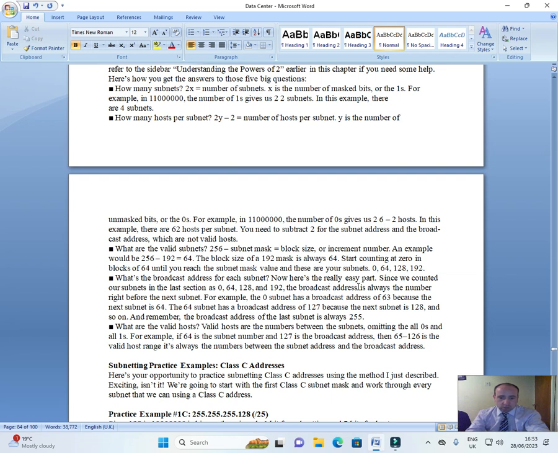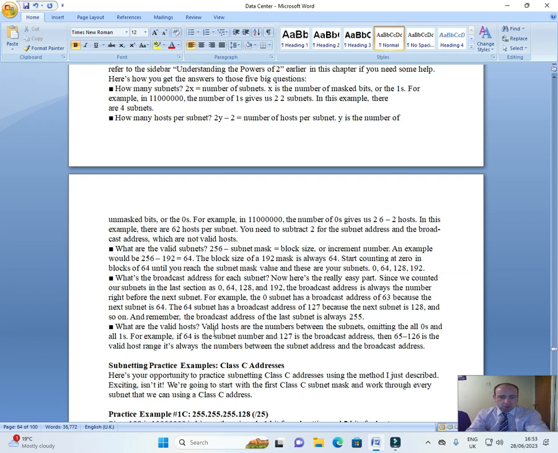What's the broadcast address for each subnet? Now here's the really easy part. Since we counted our subnets in the last section at 0, 64, 128 and 192, the broadcast address is always the number right before the next subnet. For example, the 0 subnet has a broadcast address of 63 because the next subnet is 64. The 64 subnet has a broadcast address of 127 because the next subnet is 128, and so on. And remember, the broadcast address of the last subnet is always 255.